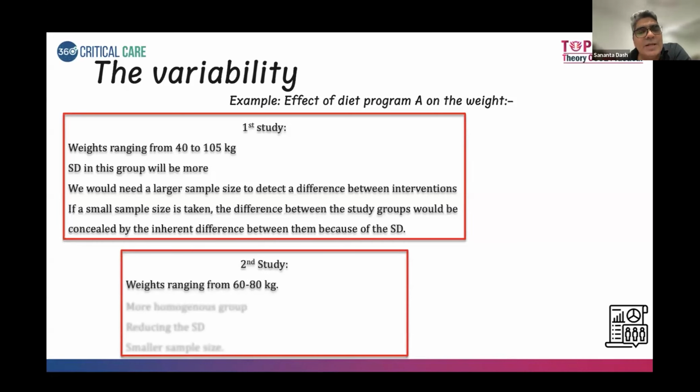If you look at another example, suppose you have less variation of the weight, 60 to 80 kilo, you have 100 patients enrolled in that study, very less variation between the baseline characteristics and a small standard deviation. In that case, it is a more homogeneous group. So you can conduct the same study with a smaller sample size. You don't have to have a bigger sample size in this case.